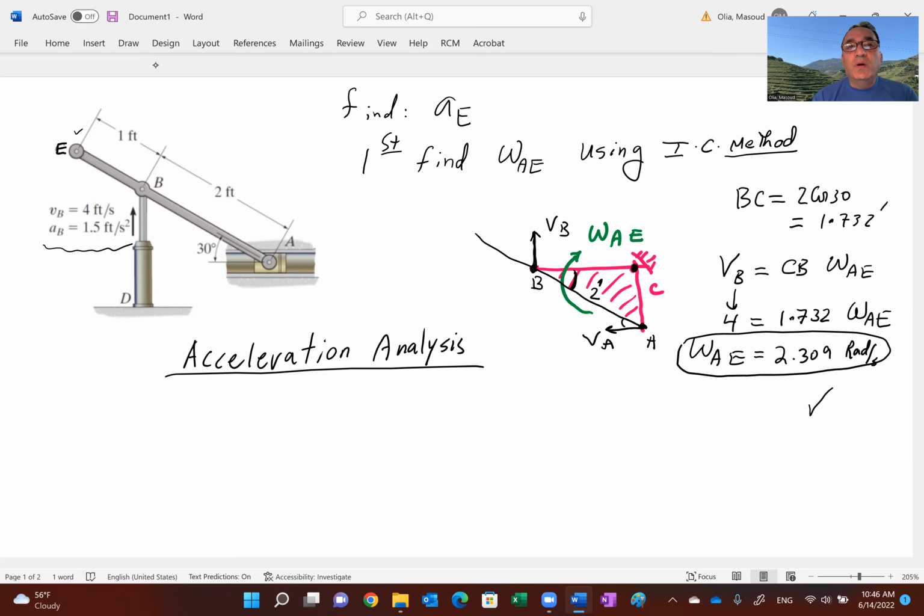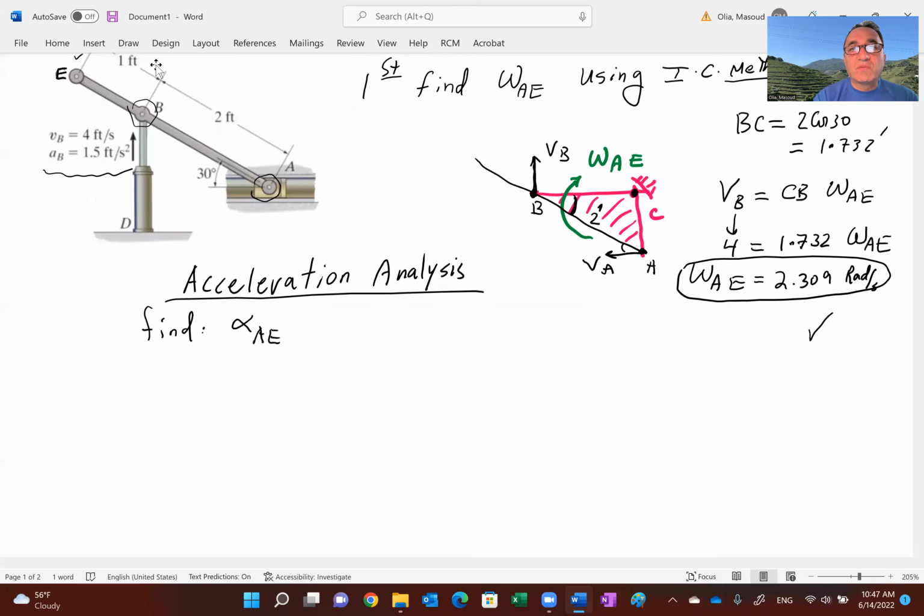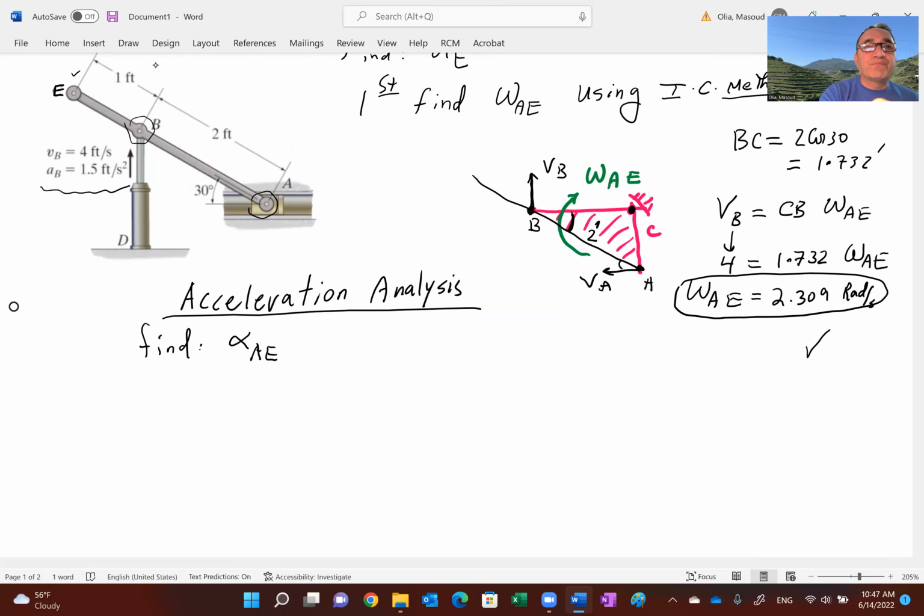We need to find first, in order to find acceleration of E, we need to actually use the information regarding acceleration of B, and the fact that we know A has no choice but to move horizontally to the left or right. And first find alpha of this bar AE. Once you find alpha AE, then you can go ahead, having alpha AE and omega of AE, which I've already calculated for you, then you should be able to solve for acceleration of E. So first we have to find that. So how do we do that?